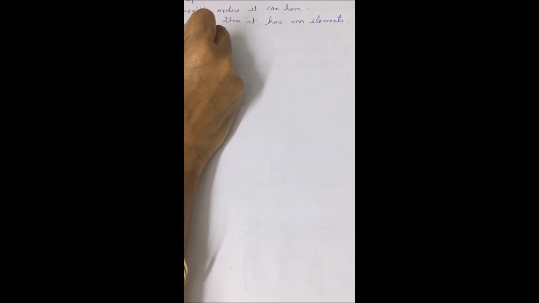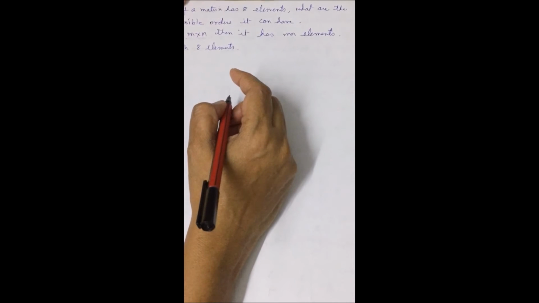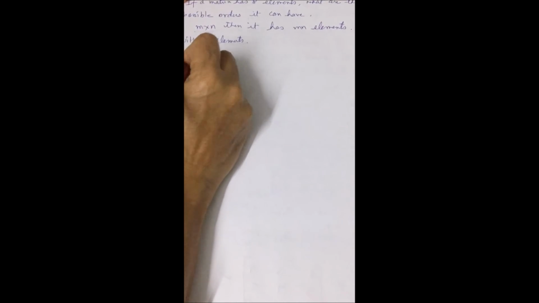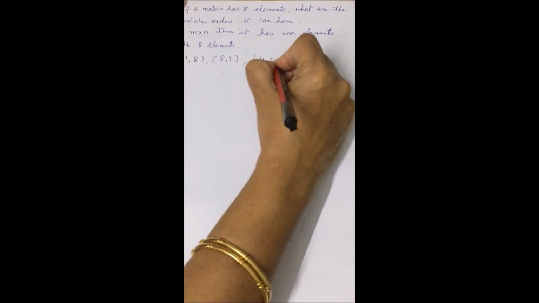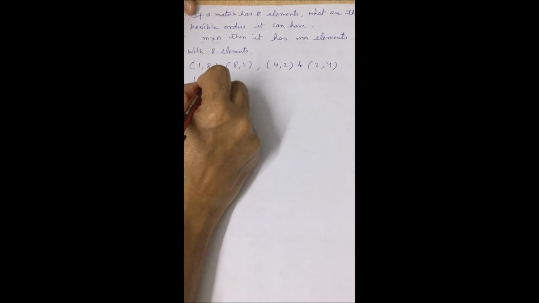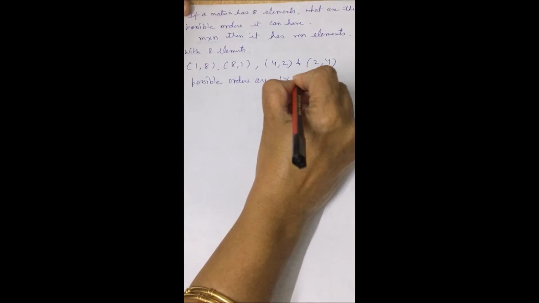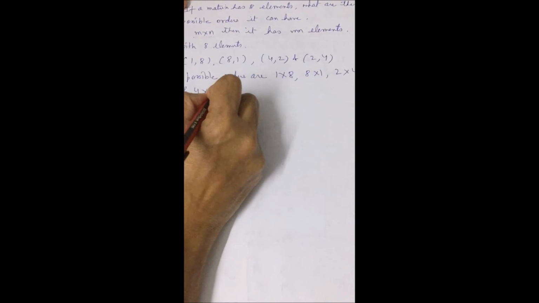Thus, to find all possible orders of a matrix with 8 elements, we will find all ordered pairs of natural numbers whose product is 8. Thus, all possible ordered pairs are (1, 8), (8, 1), (4, 2) and (2, 4). Therefore, possible orders are 1 by 8, 8 by 1, 2 by 4 and 4 by 2.